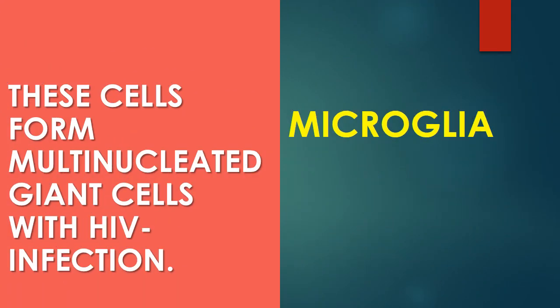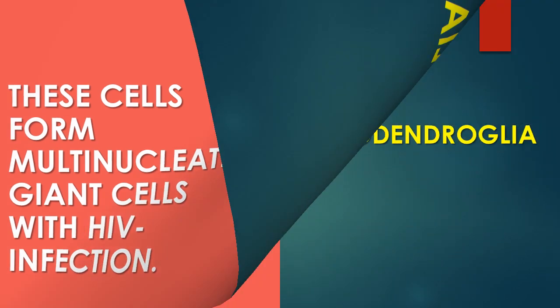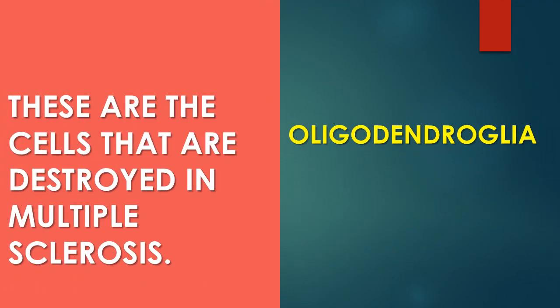These cells form multinucleated giant cells with HIV infection. Microglia. These are the cells that are destroyed in multiple sclerosis. Oligodendroglia.